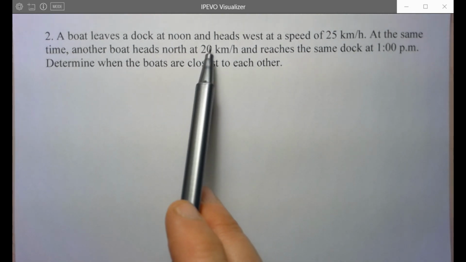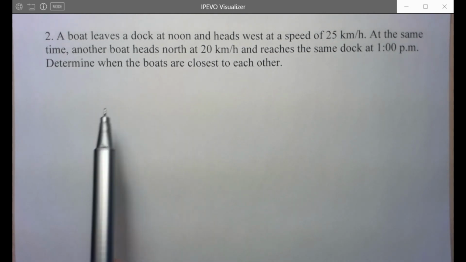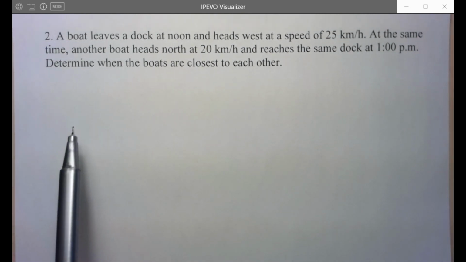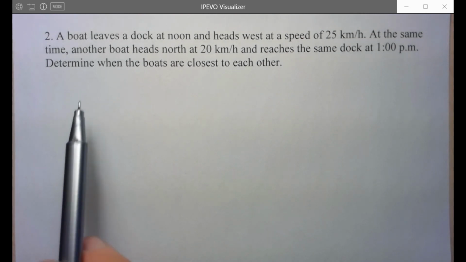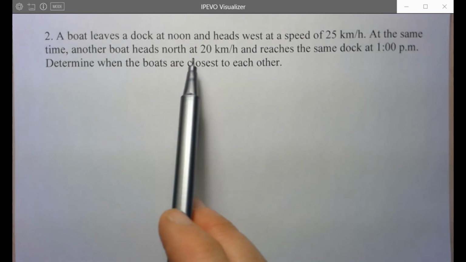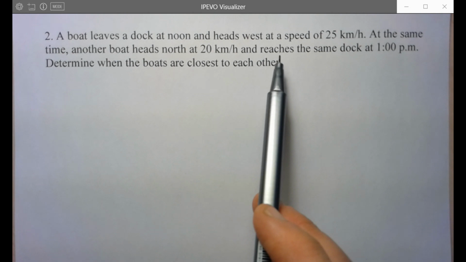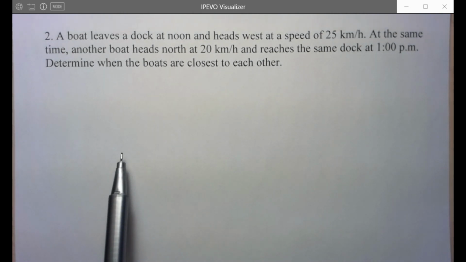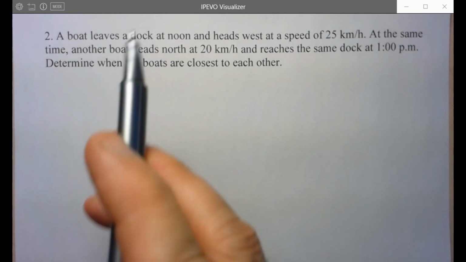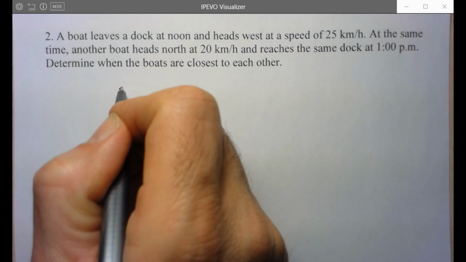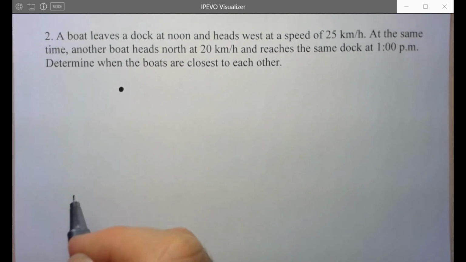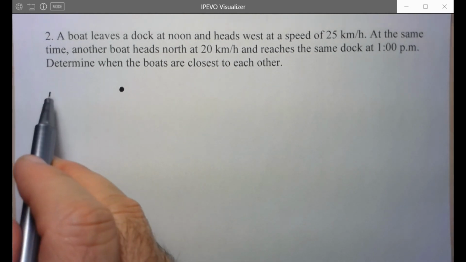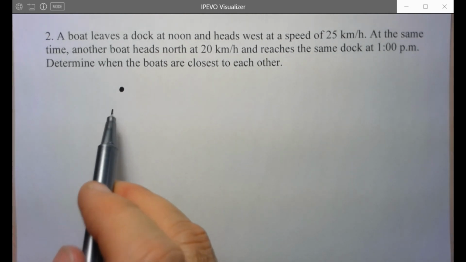I know that one boat leaves the dock and heads west, so it has to go in that direction. So I'm going to leave myself some room to the left of the dock. And the other boat, notice, doesn't leave from the dock, but is heading towards the dock. And since it's moving north, it must have started south of the dock and is moving northward. So I'm going to draw my dock here. I'll use this dot here. Okay, since I have to go west and I have to head north towards that dock.